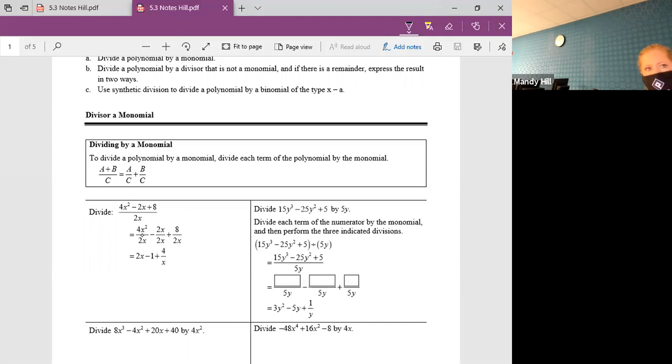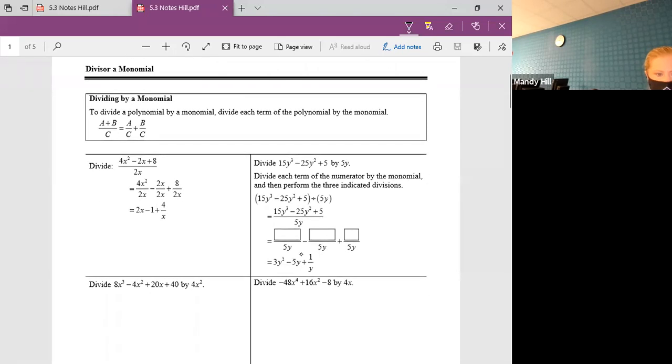Well, 4 divided by 2 gave them 2. X squared over x, well, this x to the first power made one of these x's, x squareds, go away. So we ended up with just an x. 2x divided by 2x is just 1. And then 8 divided by 2 gave them the 4. And this x on the bottom didn't cancel out. So that's kind of how they came up with that.